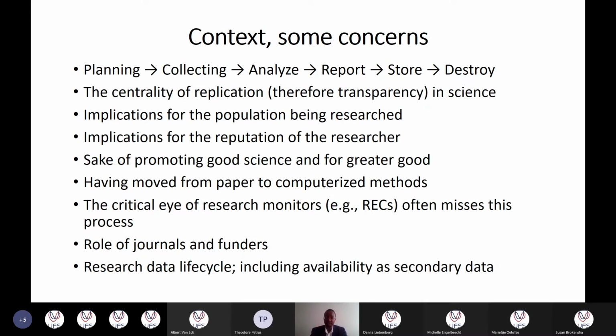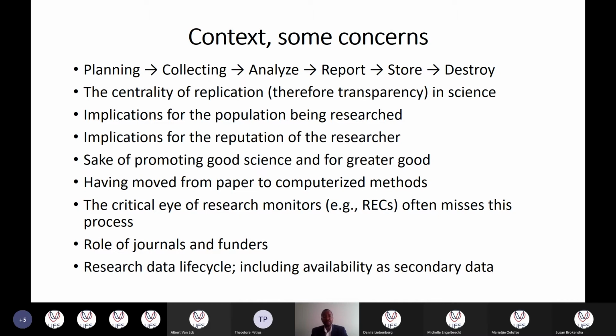So what should be the context of this? What are some of the concerns that should bother us? We certainly know that you start off at planning, then later collecting, analyzing, reporting, storing, and then destroying data. Then you think that you'd have conducted the full cycle and then, of course, reported your paper in a journal article or wherever it is needed to be communicated to the scientific community, right? But of concern here ought to be the centrality of replication, therefore fostering a sense of transparency in the science. This is absolutely critical to the work that we do as researchers.